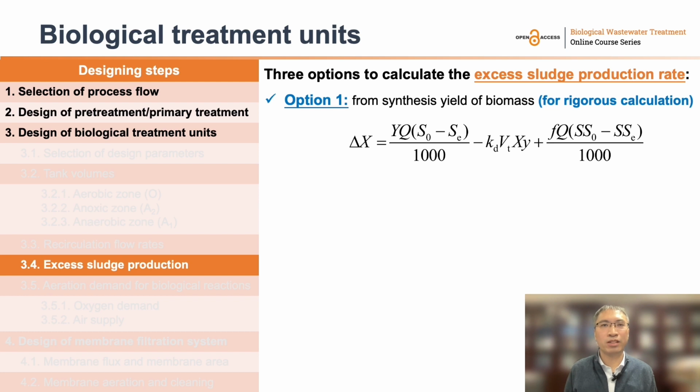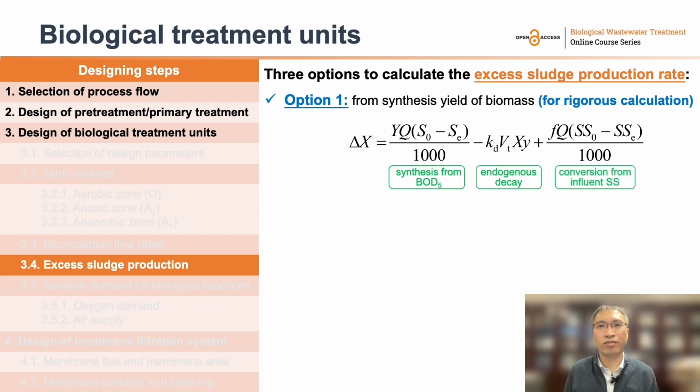The next step is to design the excess sludge production. It can be calculated by 3 methods. The first option is to calculate from the synthesis yield of biomass. According to the mass balance in the system, the excess sludge production, which is the net production of sludge, is equal to the biomass synthesis from BOD minus the endogenous decay of biomass plus the conversion from influent solids.